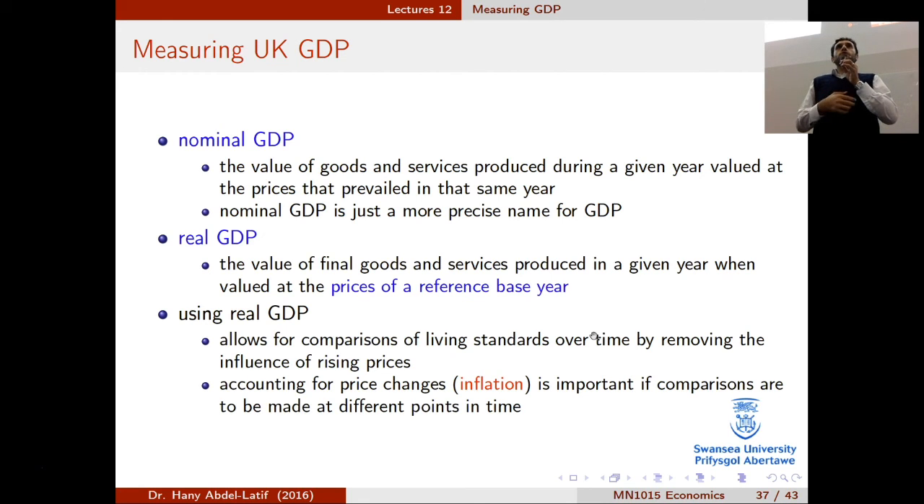Did we produce more? We had 50 mics in year 1, and in year 2 we still have 50 mics. So it looks very misleading now, because when you look at the figure 100 pound and then 150, you might think that the GDP has increased from year 1 to year 2. But what has happened actually here is the prices change.